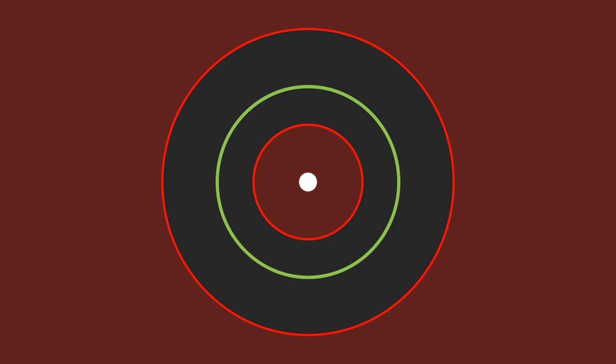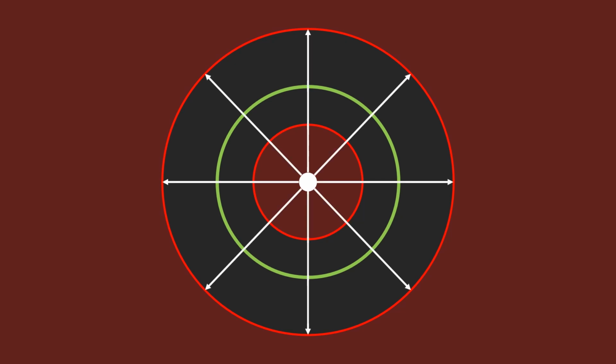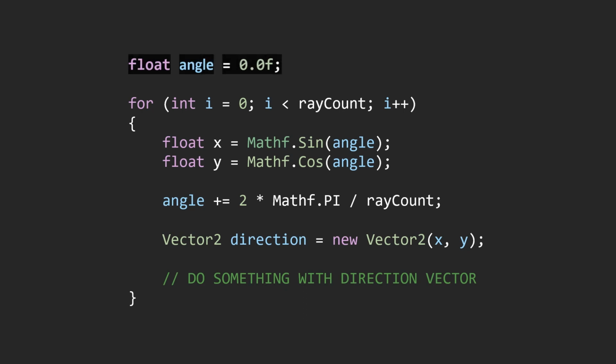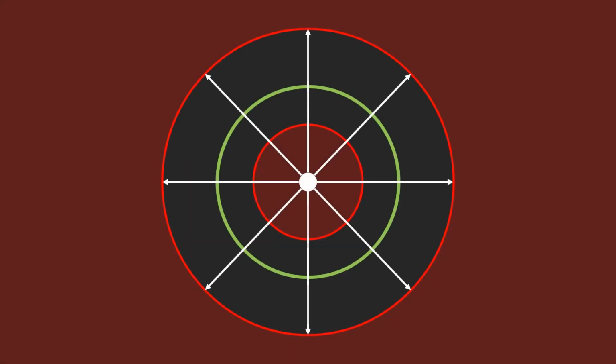We then cast a bunch of rays in a circular pattern from the player towards the outer red circle. Casting these rays in a circular pattern is done with this simple piece of code. We start with an angle of 0. We repeat for the amount of rays we want to shoot. We calculate the sine and cosine of the angle. We increase the angle by a fraction of the amount of rays we want to shoot. We then use the sine and cosine we calculated earlier to calculate the direction vector, and then we can use that direction vector to cast these rays.